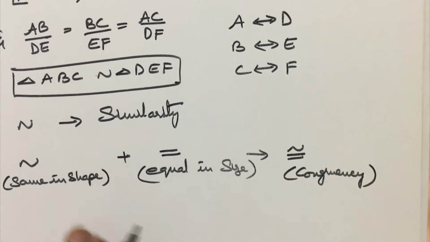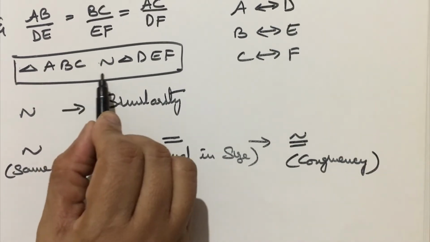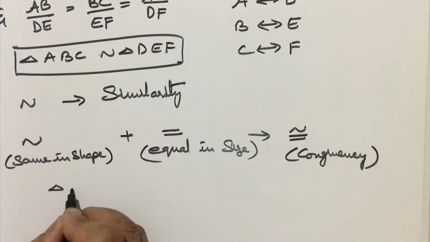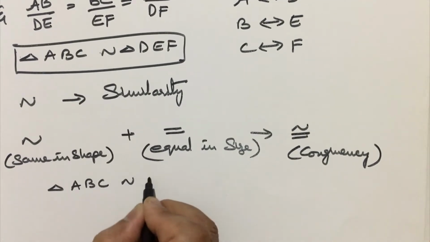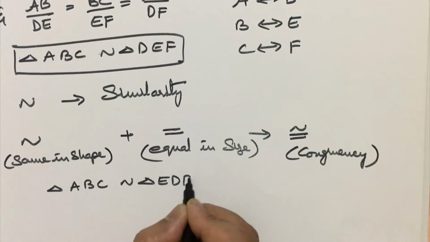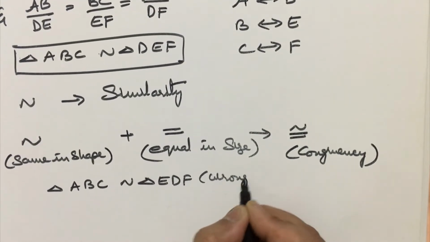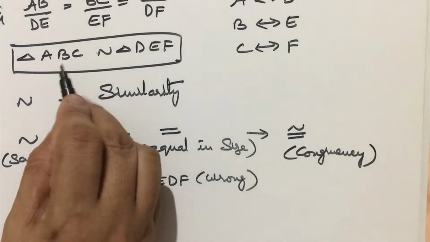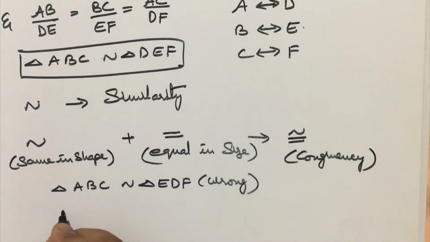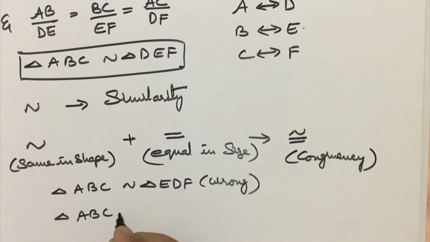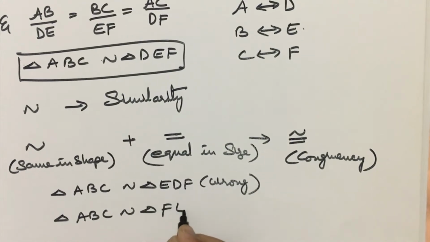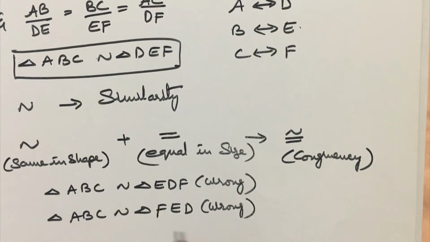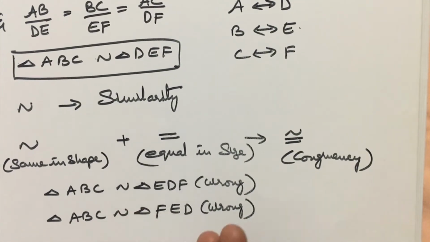So you can write triangle ABC is similar to triangle DEF, but we cannot write triangle ABC is similar to triangle EDF. This is wrong, because the particular vertex A does not correspond to E, A corresponds to D. That is the reason. Even you can't write triangle ABC is similar to triangle FED also. As per our wish we can't write it. There is a rule that we have to use, that one to one correspondence.